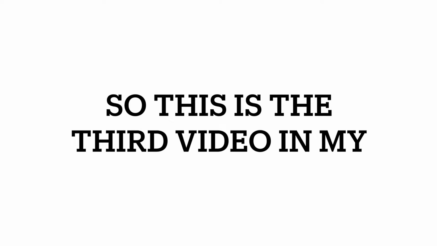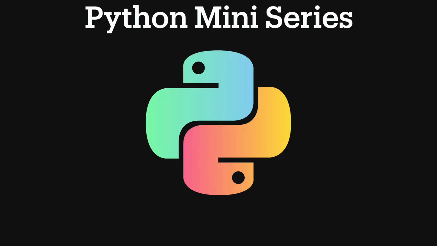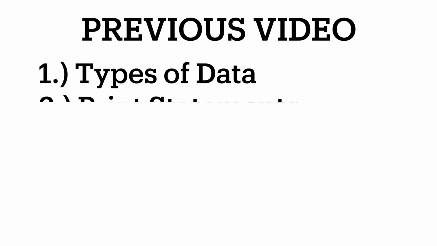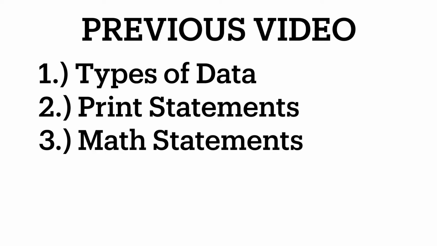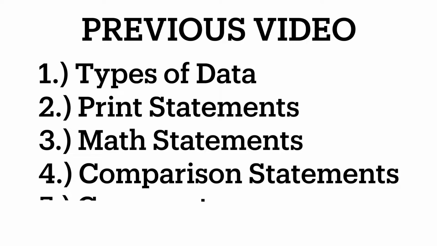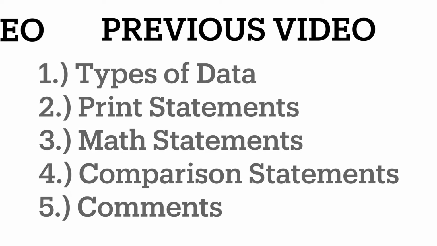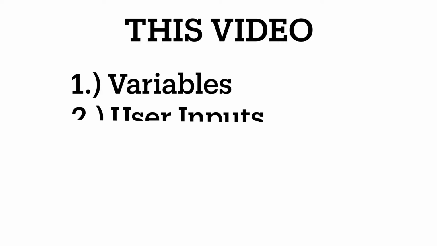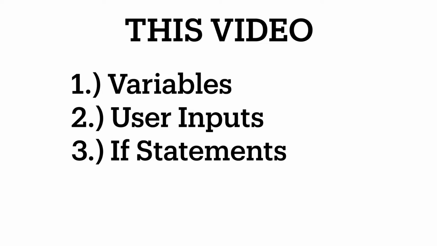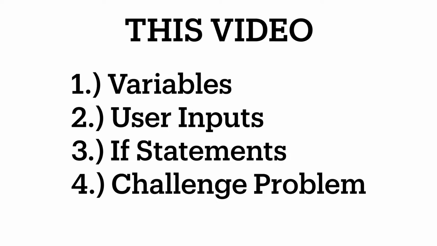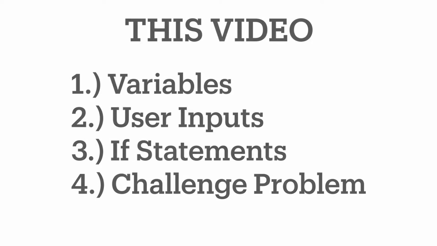So this is the third video in my Python mini series where I cover the basics for you to start making your own code. In the previous video we covered the types of data you can store, print statements, math functions, comparison statements, and comments. In this video we'll cover variables, user inputs, and if statements. Also, at the end of the video I'll have a challenge so you can practice what I've covered throughout the next couple of minutes. So now, I'm gonna stop rambling and get on with it.